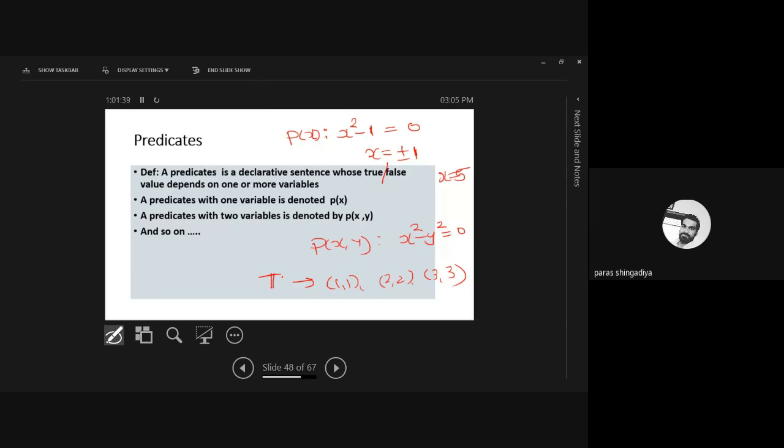At 1, 1, p of 1, 1 is 0. P of 2, 2 is 0. P of 3, 3 will become 0. 2 square minus 2 square will be 0, 3 square minus 3 square will be 0. So these are the true outcomes. If I consider 3, 5, can we make a 0 answer? As x is equal to 3, y is equal to 5, 3 square minus 5 square is not equal to 0. So for this case, 3, 5 represents the false outcome, meaning a false value for the predicate. So this is the predicate theory.